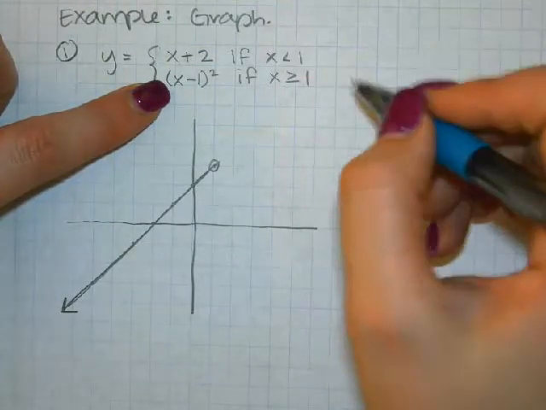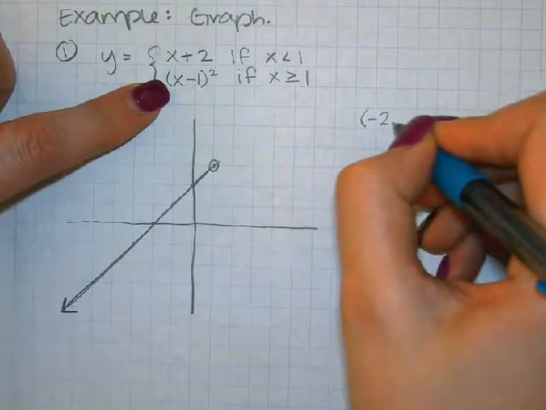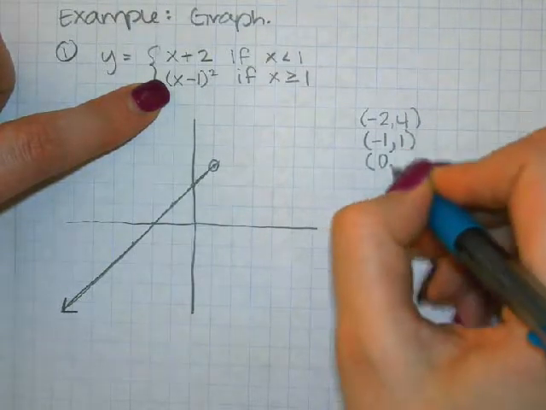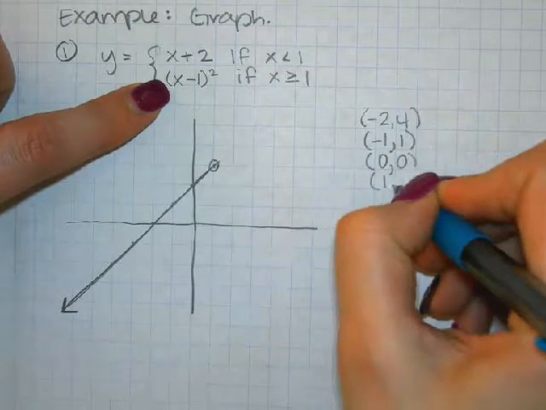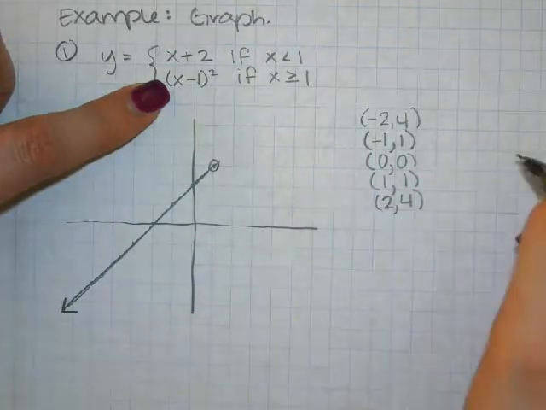Thank you. X minus 1 squared. So we have a parabola. I'm going to go ahead and write down my points because we're graphing this by hand. So here's my points for a parabola.